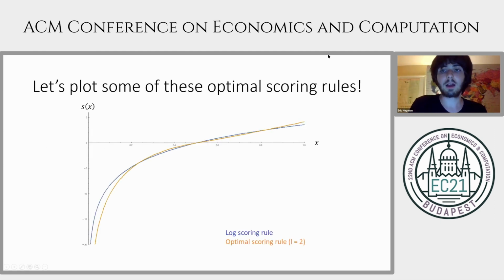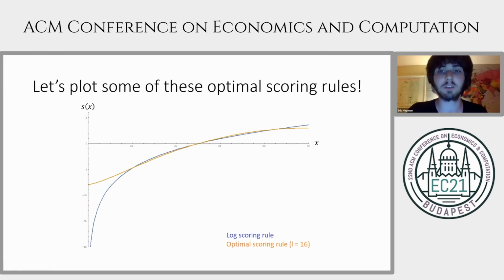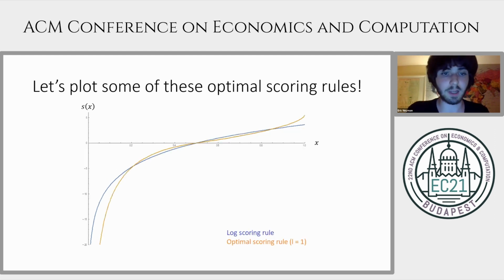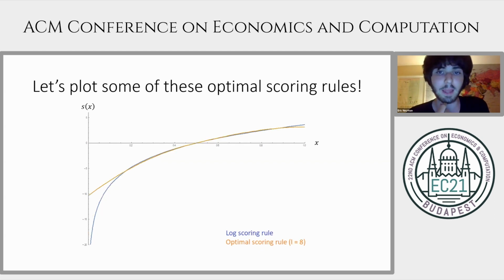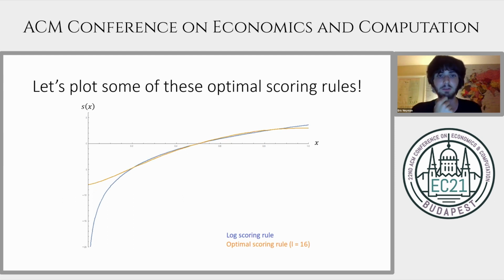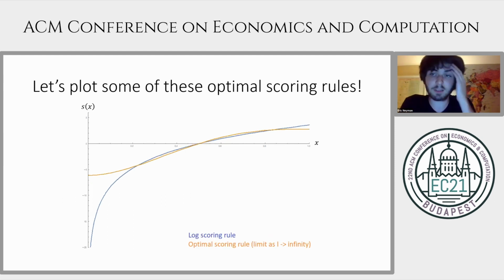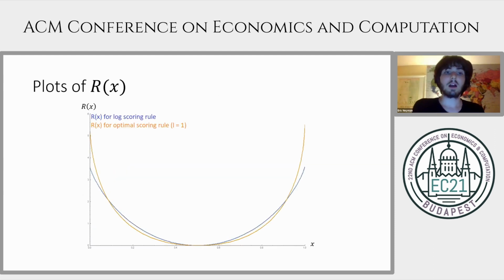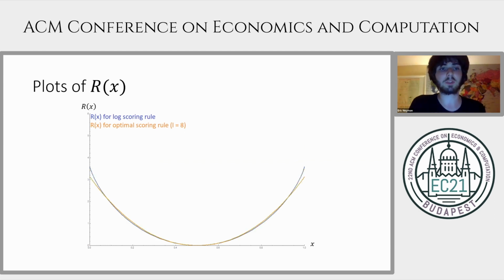So now let me show you what these scoring rules look like. Right here, I have a GIF of the optimal scoring rules in orange for different values of L compared to the log scoring rule in blue. So here's L equals 1, 2, 4, 8, 16. And this is the limiting case as L approaches infinity. Now, you might be more used to thinking about the scoring rules in terms of their expected reward function. So this is basically the same plot, except for R instead of S.